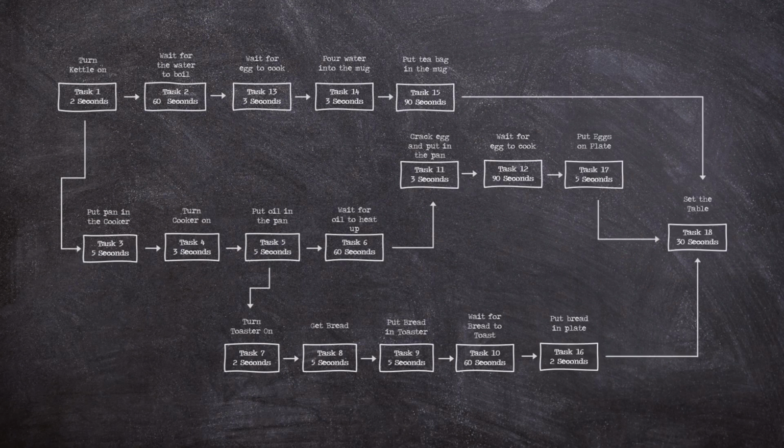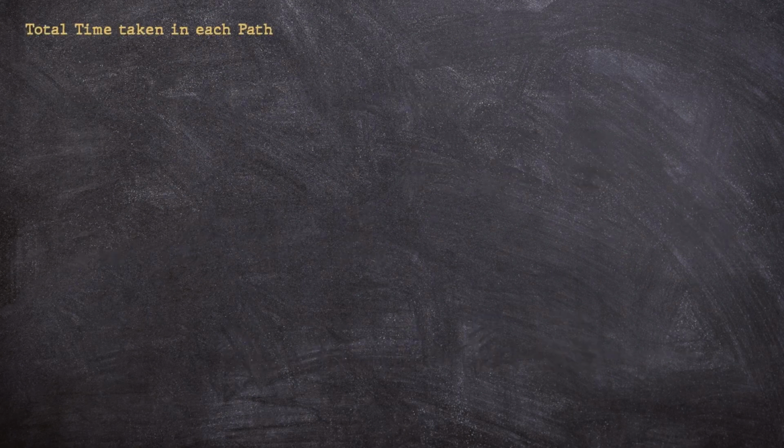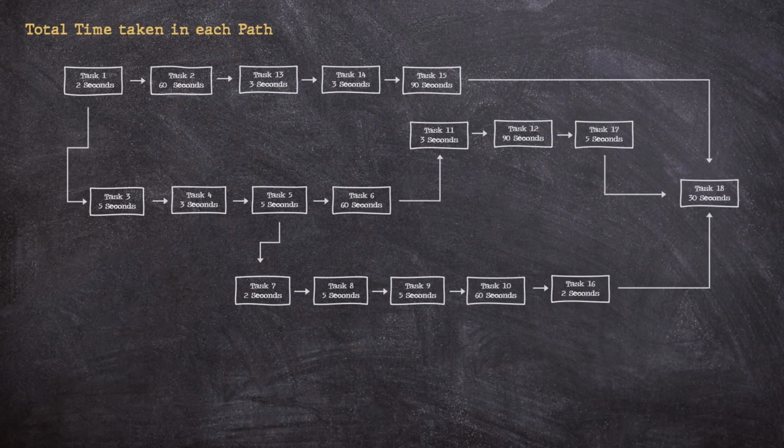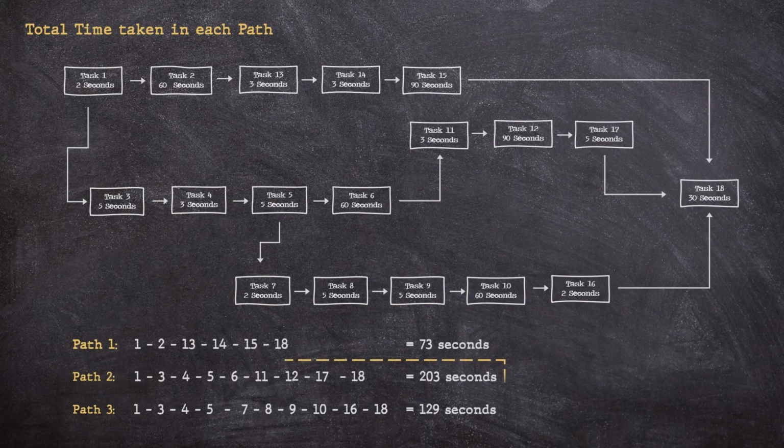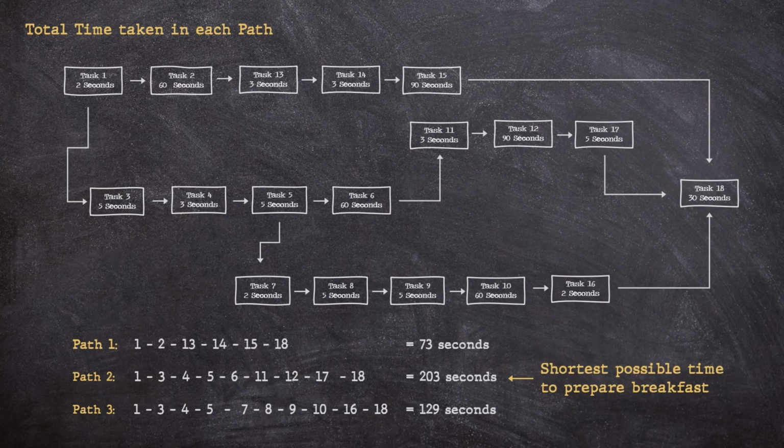We now calculate the total time taken in each path. The time required to traverse each path is the sum of all the duration of each activity on the path. The longest path is the critical path, which in this case is 203 seconds. This means that the shortest possible time to complete preparing breakfast is 203 seconds.